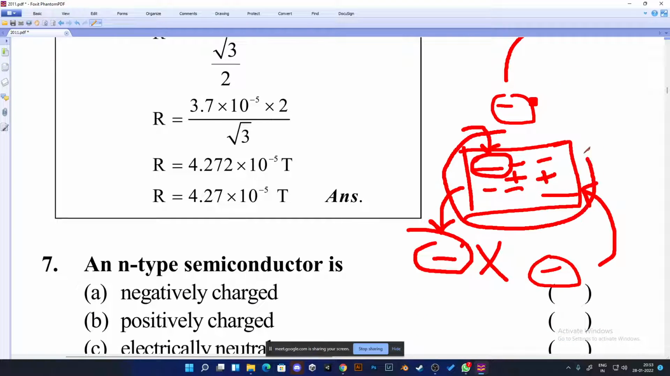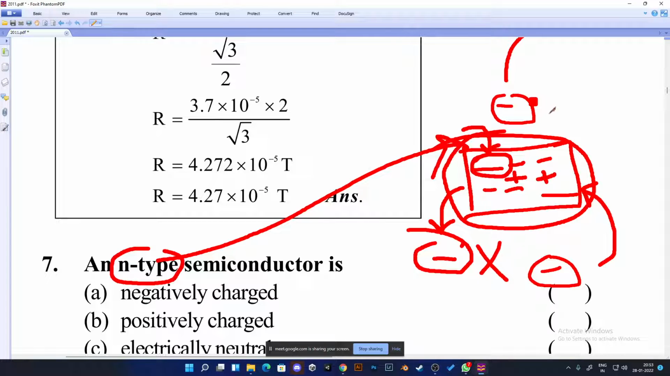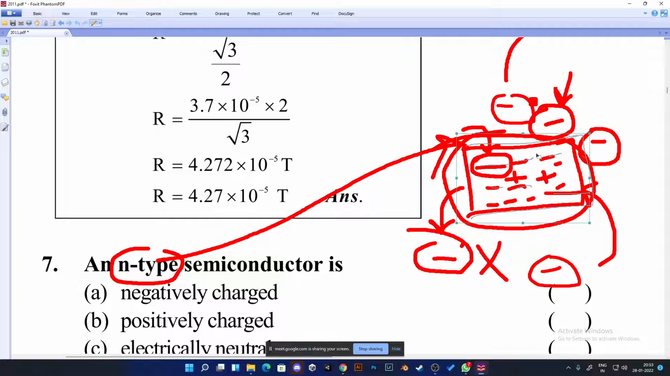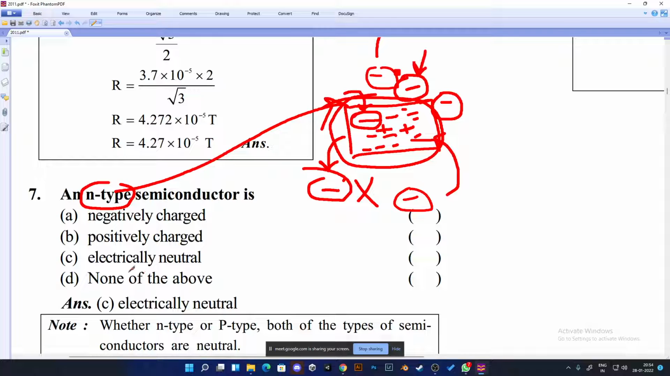Okay, but this semiconductor, you know what? It has many negative free charges, but it does not have a whole negative charge. The semiconductor does not have any negative charge because it does not lose any electrons. The free electrons are just inside. N-type means there are lots of free electrons inside the semiconductor, and they are majority charge carriers. They do not leave the semiconductor. Can you understand that the semiconductor is neutral? Yes, sir. So it is electrically neutral.